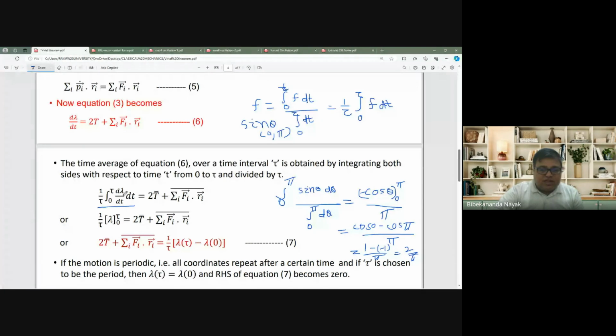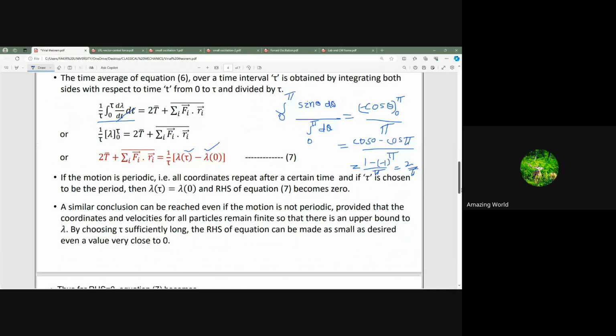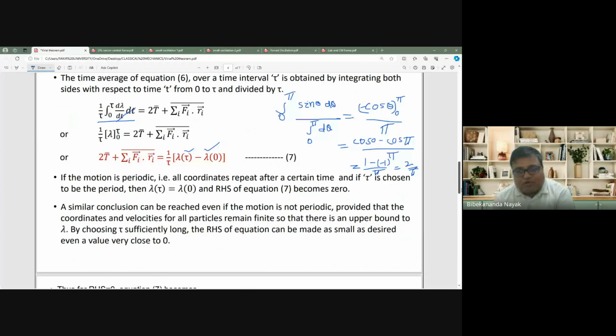So how much is d lambda by dt into dt? On integration it is lambda only. It is nothing but 1 by tau, lambda from 0 to tau, or you can write lambda tau minus lambda 0. So this becomes 1 by tau into lambda tau minus lambda 0. The right hand side is 2 T average plus Fi dot Ri average. Clear?